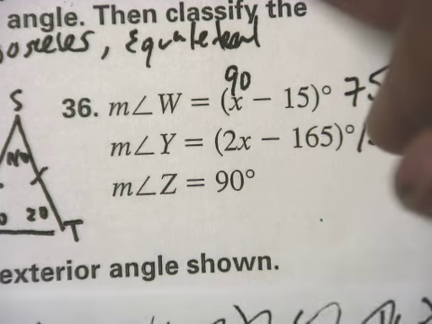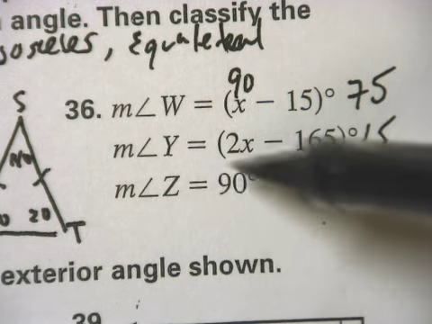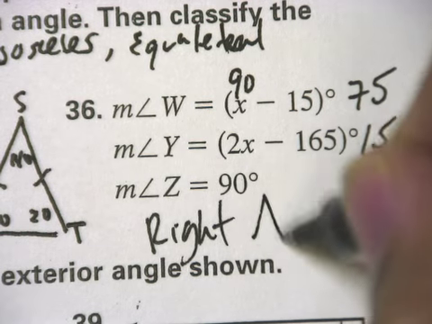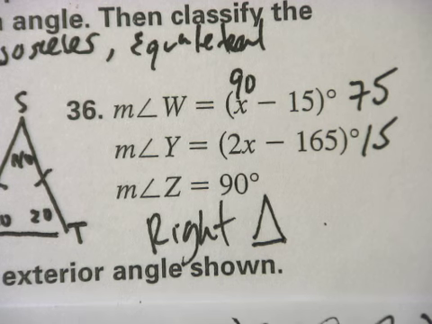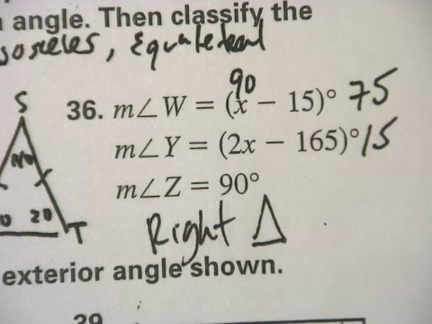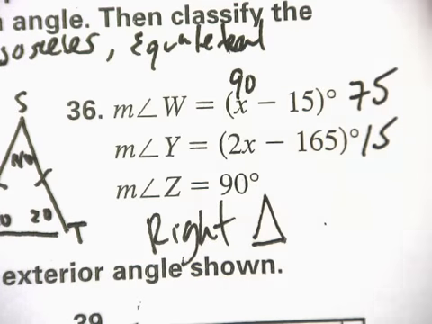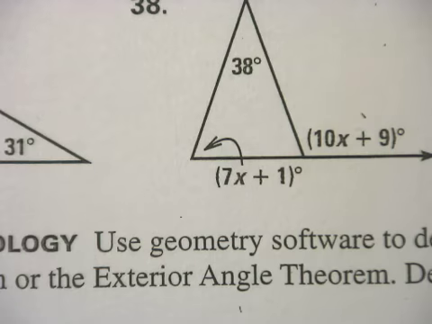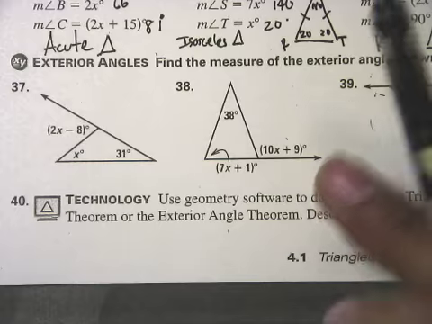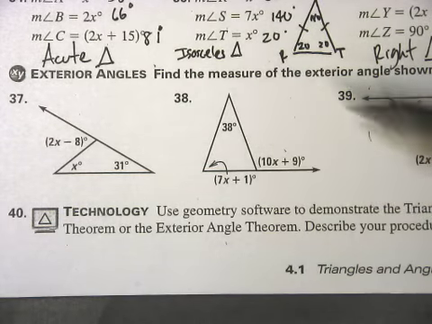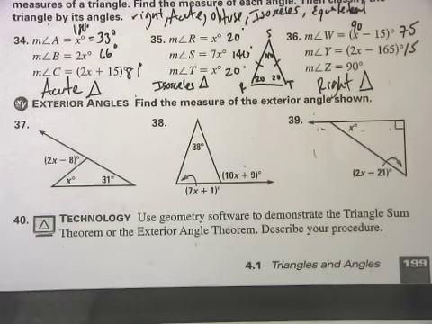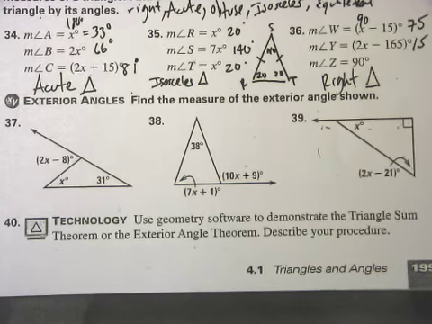And this is 90 degrees here. So I have one angle being 90, one angle being 15, and one angle being 75. And probably from the beginning, we should have been able to see that this is going to be what kind of triangle? Yeah, if I have a 90-degree angle, it's going to be a right triangle. A right triangle. And we are done with questions 34, 35, 36. Now, we're going to do questions 37, 38, and 39.